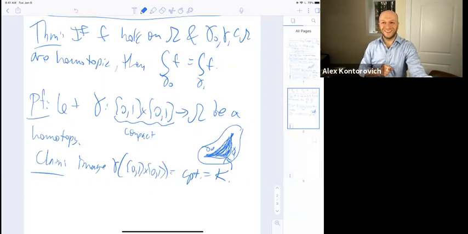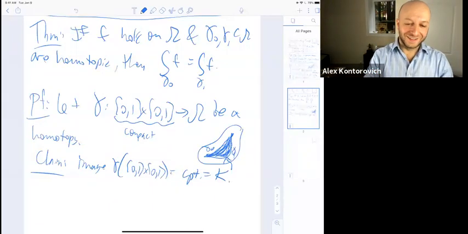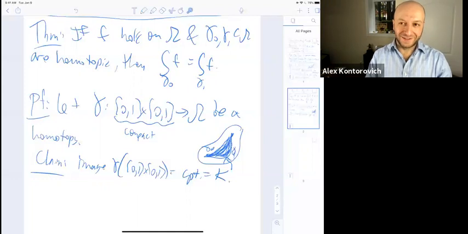Nick? Continuous means the preimage of an open set is open. So if, in your image, you take an open cover, you pull it back to an open cover of your first thing, which has a finite subcover. Perfect. And then you're done.